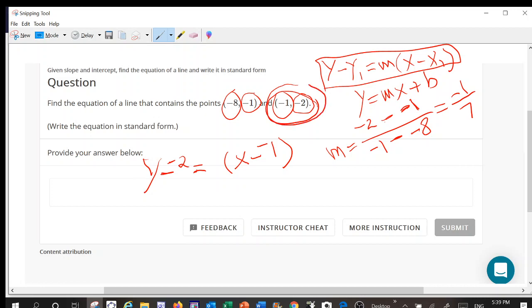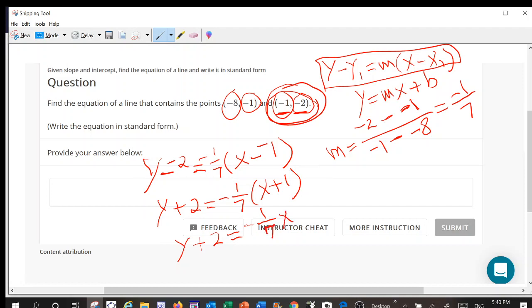I'm using this point as my x1 and y1. And then my slope is negative 1 over 7. So that's y plus 2 equals negative 1 over 7 times x plus 1. And that's y plus 2 equals negative 1/7 x minus 1 over 7. So y equals negative 1/7 x minus 1 over 7 minus 2, right?